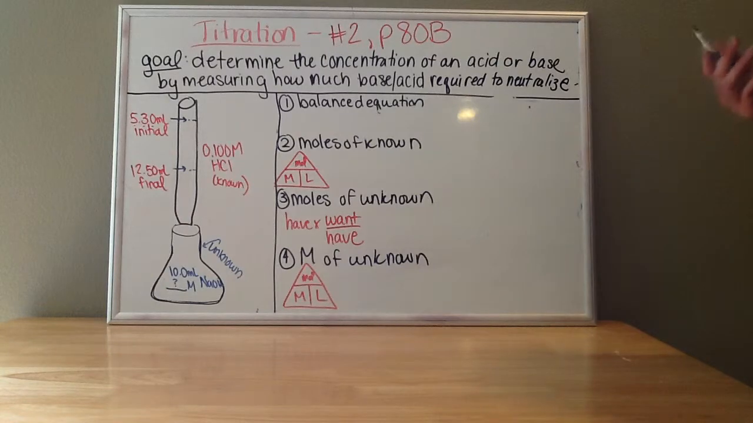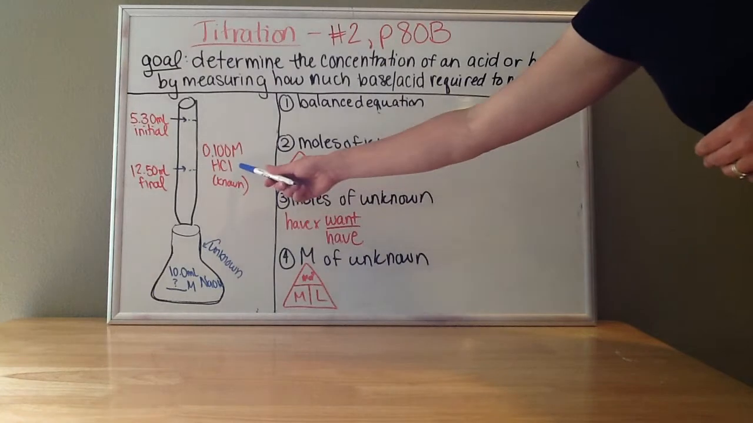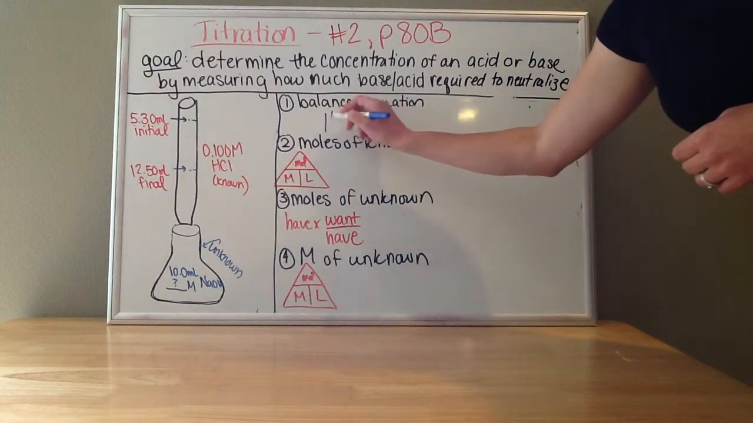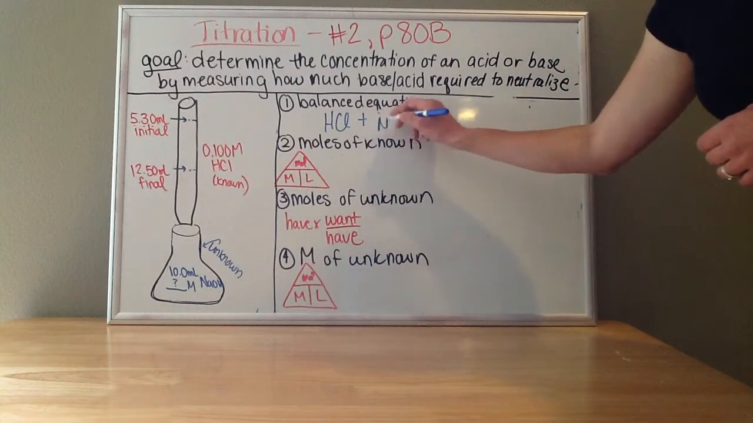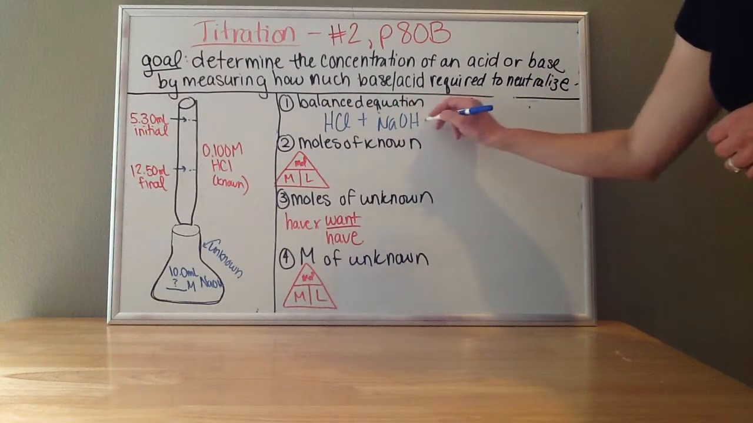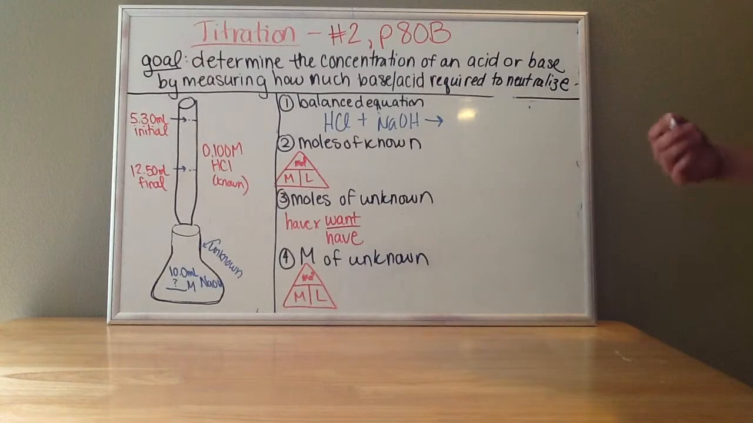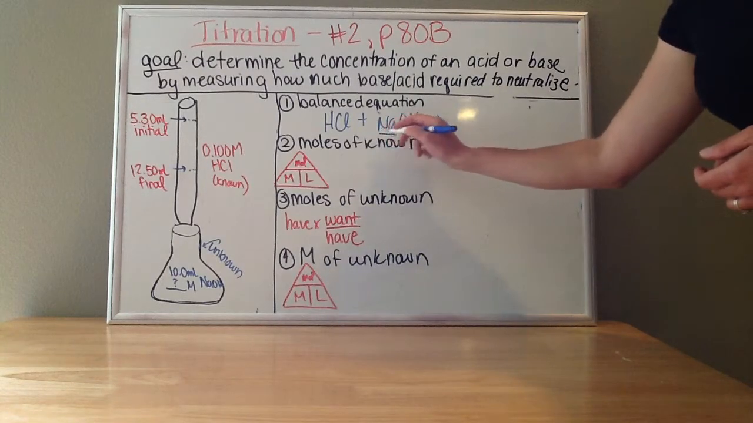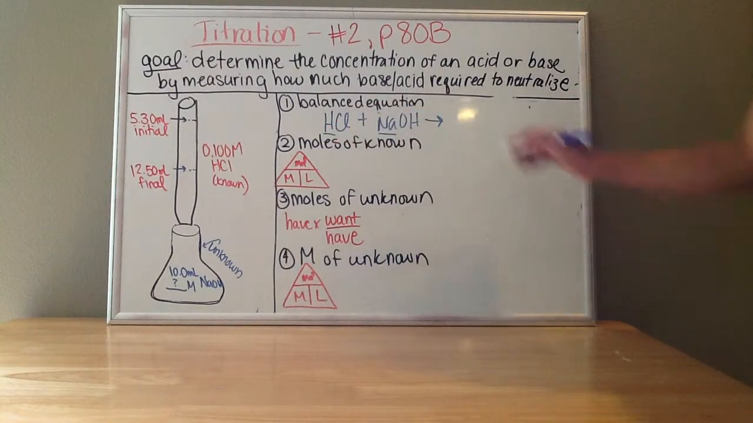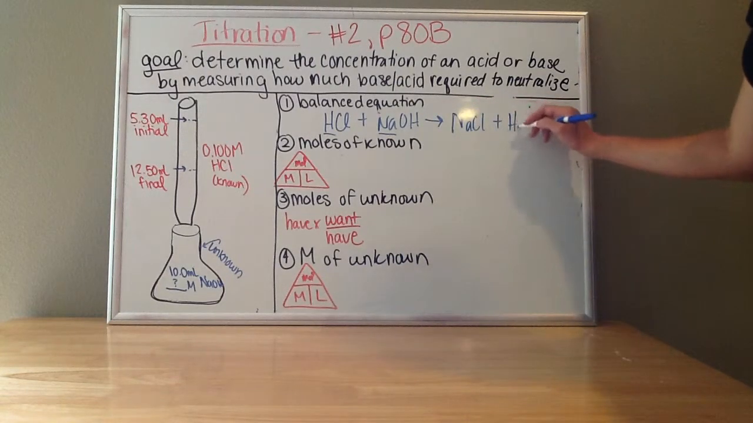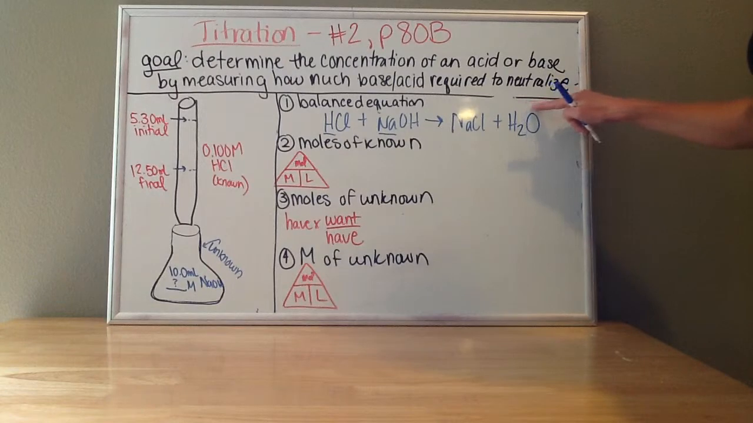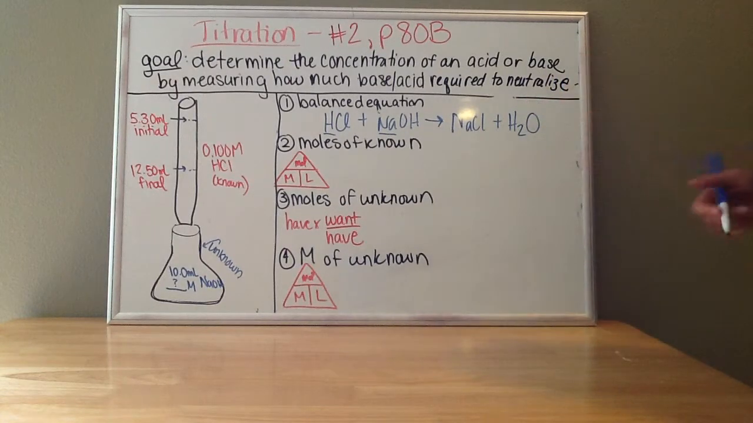So, first thing I want to do is my balanced chemical equation. And the chemical equation, I'm going to figure out what I'm mixing together. So I'm mixing together HCl, the acid, and I'm going to be combining it with NaOH, the base. And this is a double displacement reaction. The sodium and the hydrogen are going to switch places. That gives me NaCl and H2O. Notice how this is salt water, so this will be neutral.